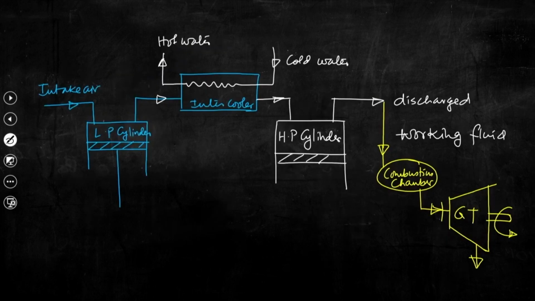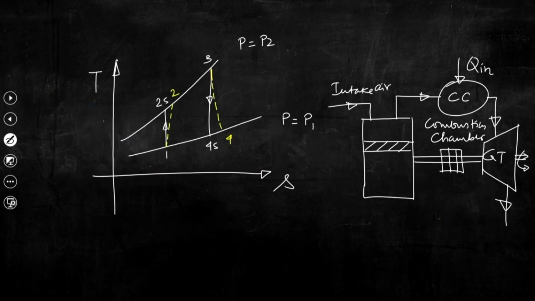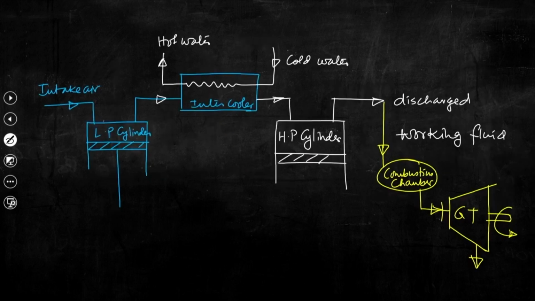Now, if we try to map the processes here in this TS plane, then you can see certainly in the low pressure stage, pressure will increase from 1 to, if we give names, this is 1, this is 2, then this is 3, this is 4, this is 5 and this is 6. So, 1 to 2 will be there, but you know that this is the low pressure cylinder. So, compression ratio should be less.